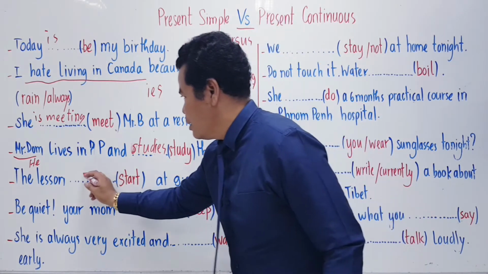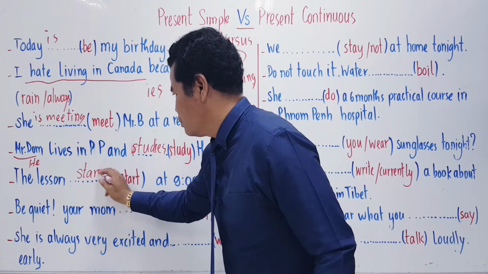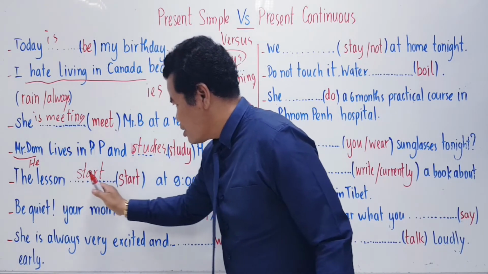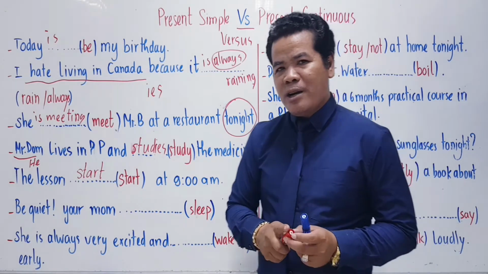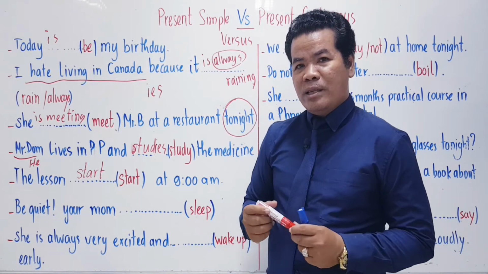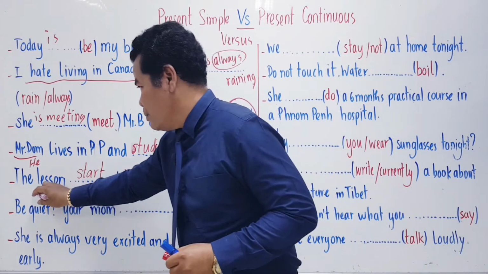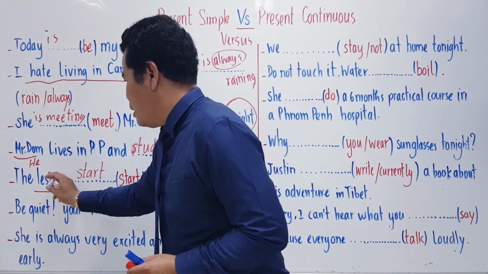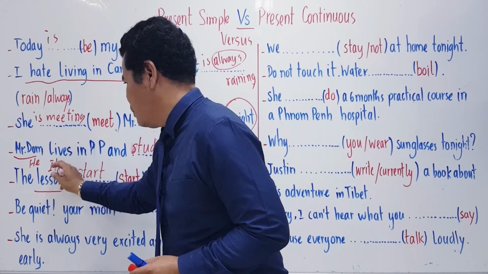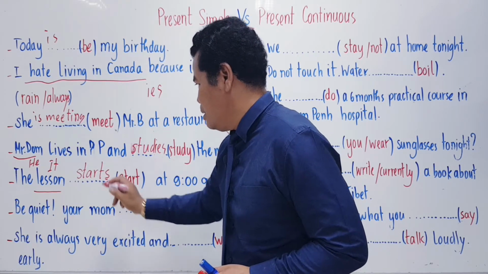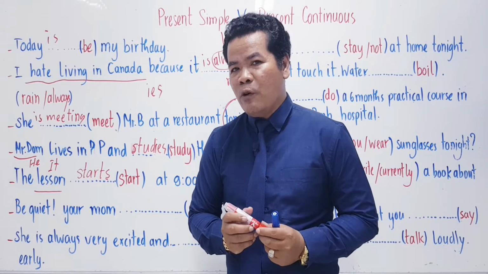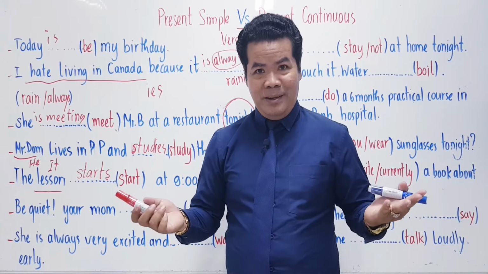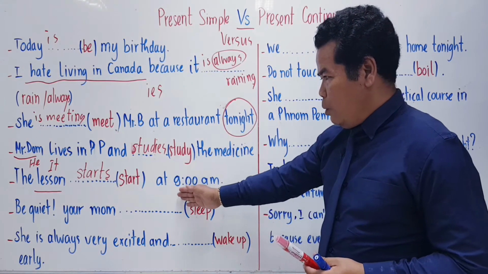So what do you have? Start. Look at this one. Okay? Let's find out. The lesson start. Do we have the right spelling of the verb start? Think about the subject. Where is the subject of the verb start? The lesson. Singular noun. Okay? So what do we use for the lesson? It. So it starts, we have s here. So this is the correct form. Present simple. Okay? Understand?